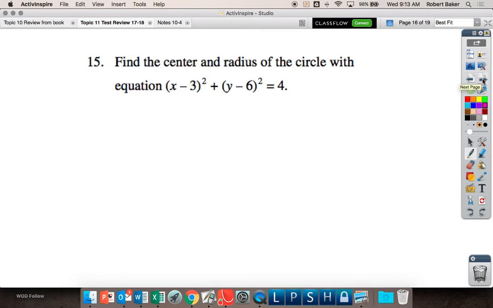This one just says find the center of the circle and find the radius of the circle. It says the center is at negative 3, negative 6, but where is it really? Positive, positive. The opposite of those two values. It says that r squared equals 4. You take the square root of 4, and r equals the square root of 4 is 2.